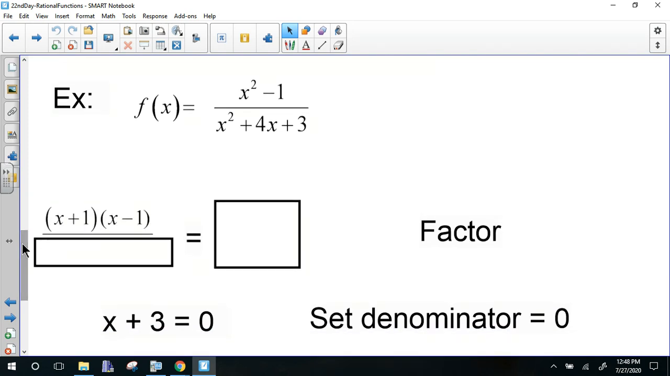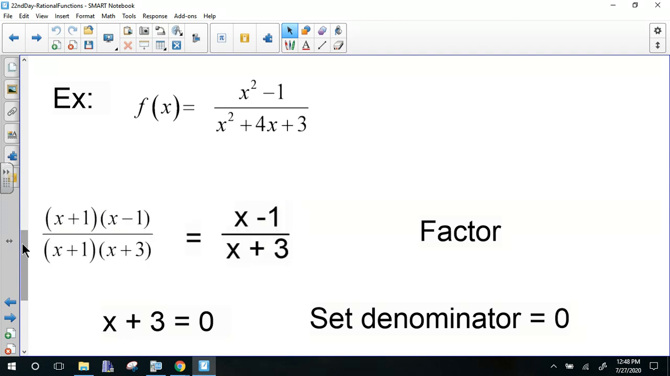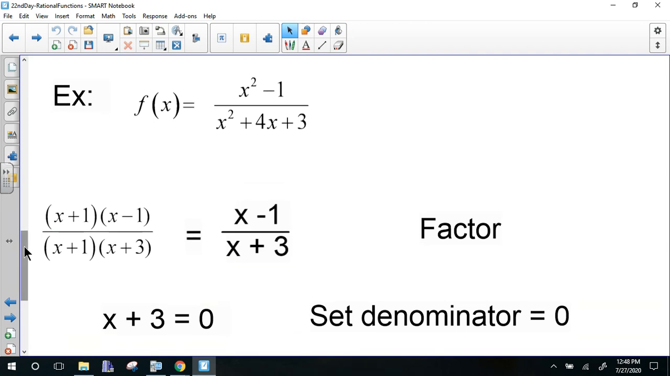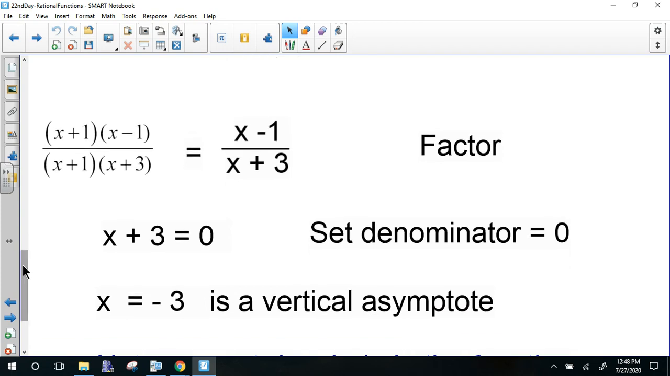So let's factor. All right, x squared minus 1 factors into x plus 1 times x minus 1. X squared plus 4x plus 3 factors into x plus 1, x plus 3. So the x plus 1s will cancel out, and we want to set x plus 3 equal to 0. So x equals -3 is a vertical asymptote. Okay? That's where our vertical asymptote will be. It's going to be a vertical line that crosses the x-axis at -3.